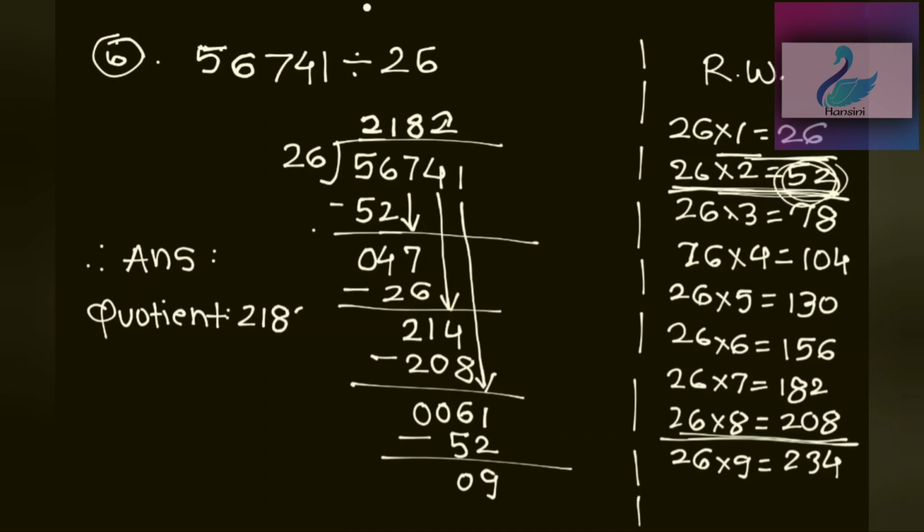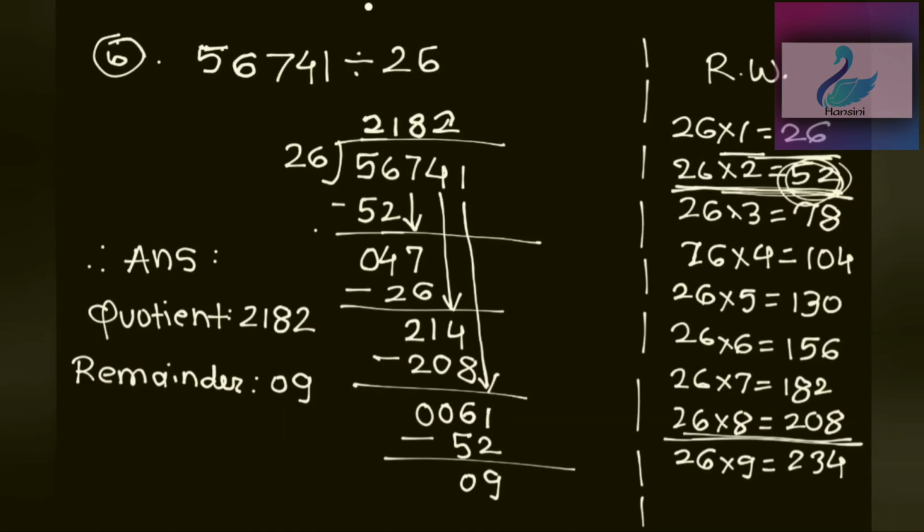So the quotient is 2182 and the remainder is 9. 56,741 divided by 26 is quotient 2182 and remainder is 9.